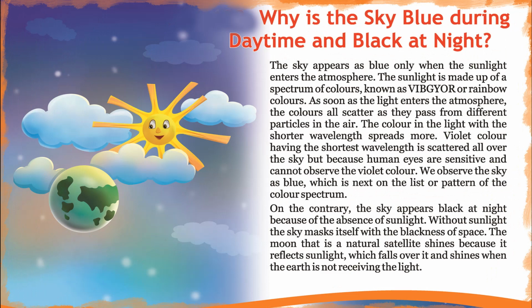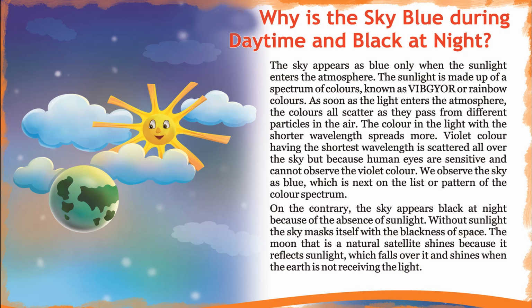Why is the sky blue during daytime and black at night? The sky appears as blue only when the sunlight enters the atmosphere. The sunlight is made up of a spectrum of colors known as VIBGYOR or rainbow colors. As soon as the light enters the atmosphere, the colors all scatter as they pass through different particles in the air. The color in the light with the shorter wavelength spreads more.